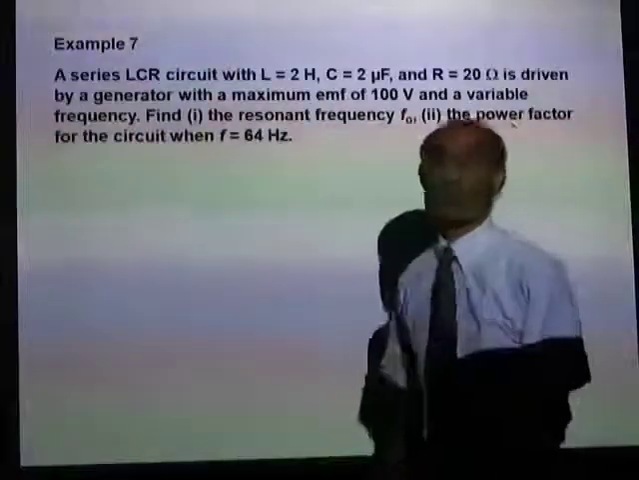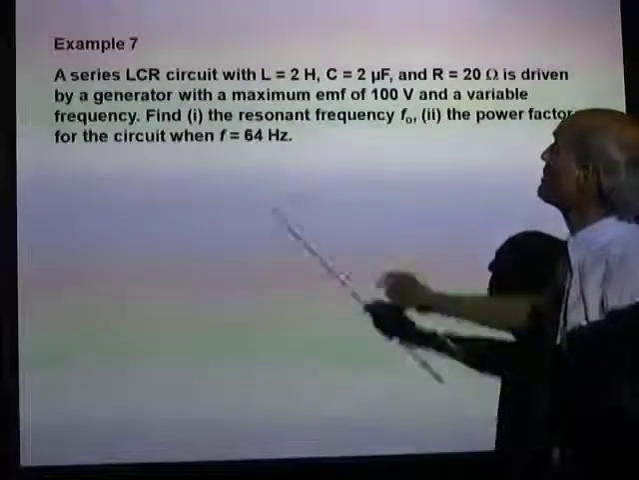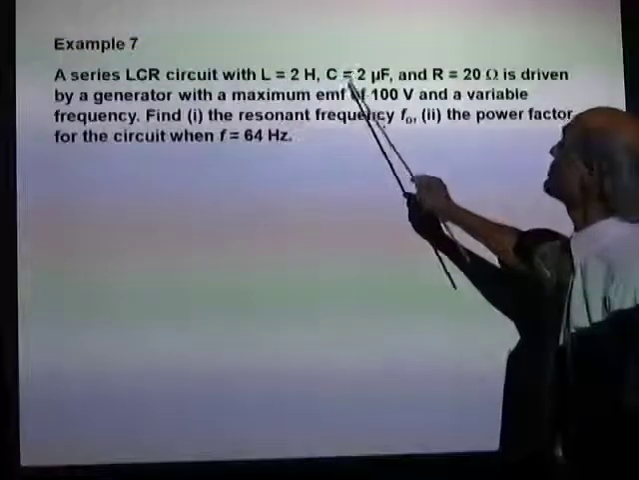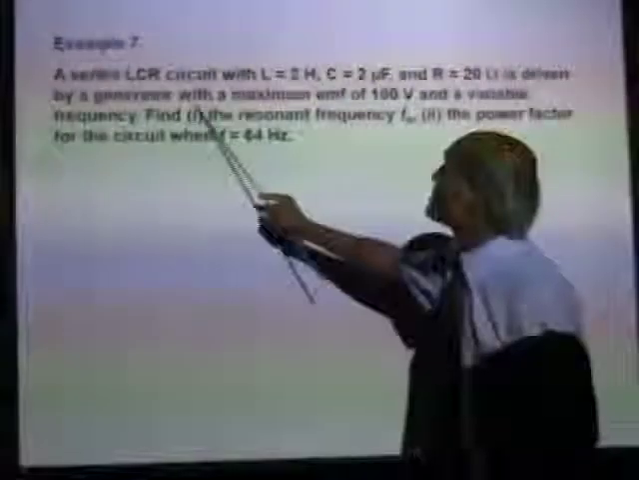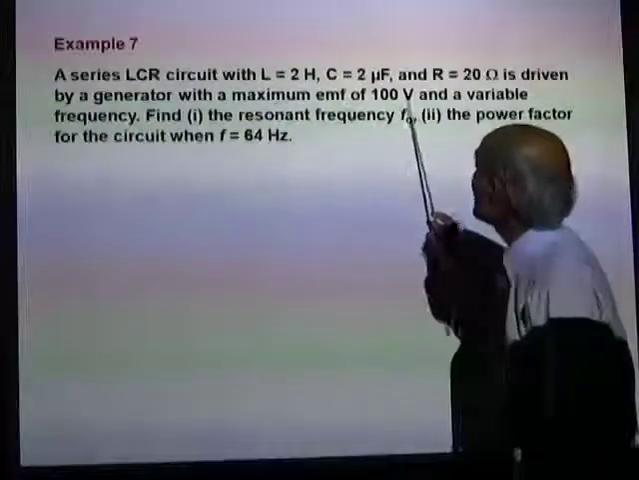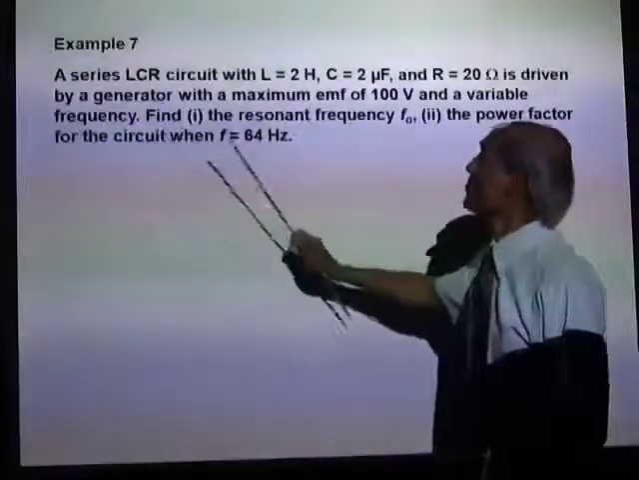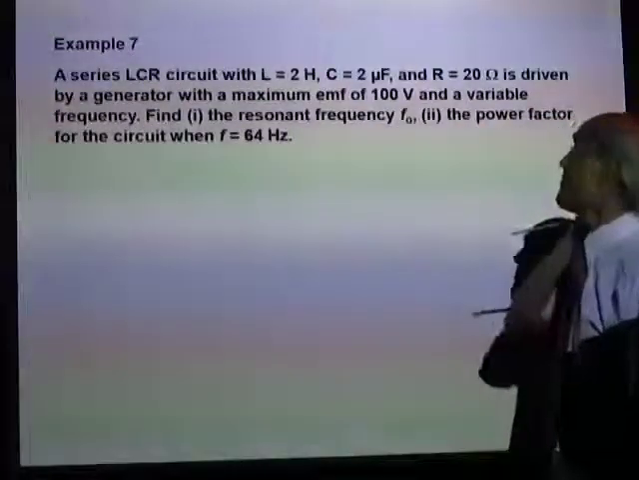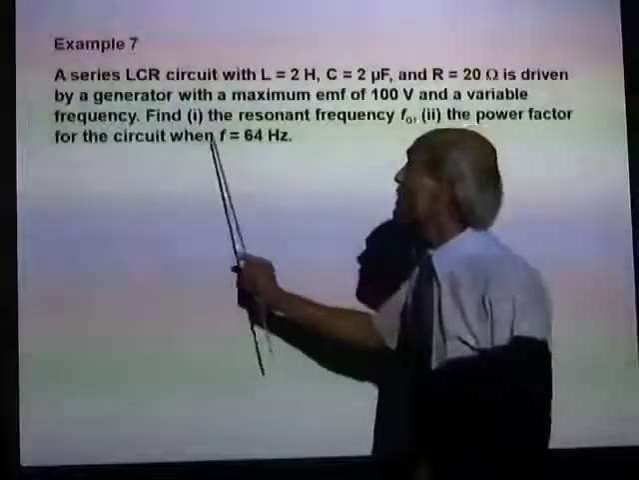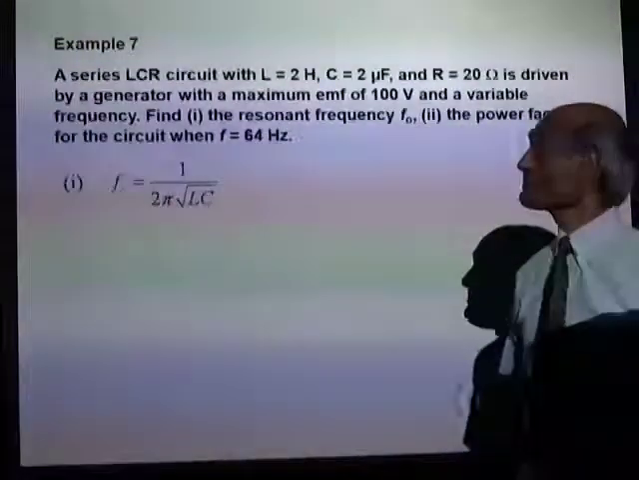Alright, another example. A series LCR circuit with L equal to 2 Henry, C equal to 2 microfarad, and R equal to 20 ohm is driven by a generator with a maximum EMF of 100 volts and a variable frequency. Find the resonant frequency F0, and the power factor for the circuit when F equal to 64 Hertz.